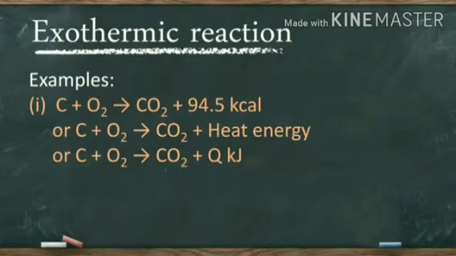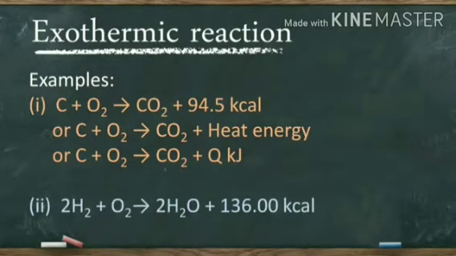For example, when carbon reacts with oxygen, 94.5 kilocalorie heat is evolved. So we can write the reaction as C plus O2 gives CO2 plus 94.5 kilocalories. Or it can be simply written as C plus O2 gives CO2 plus heat energy. Or it can also be written like C plus O2 gives CO2 plus Q kilojoules. Here Q represents the amount of heat evolved during the chemical reaction.